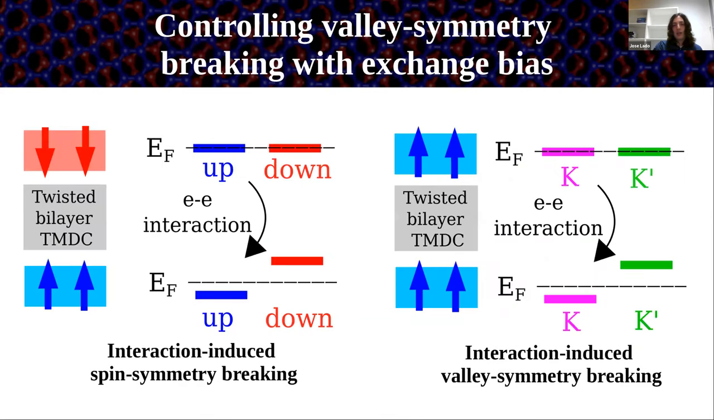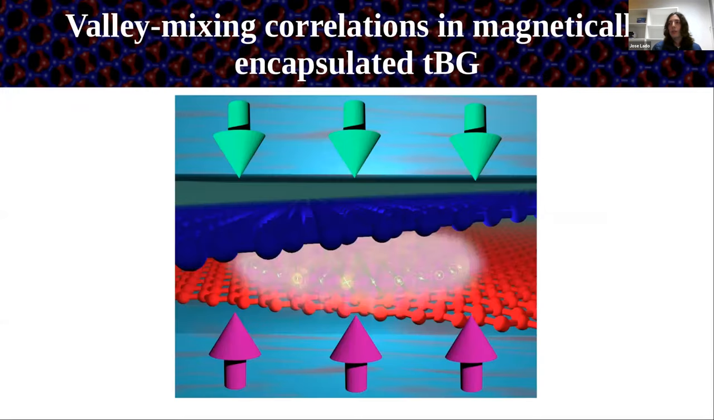So overall, the idea of this magnetically encapsulated twisted dichalcogenide is fairly simple. You start with your twofold degeneracy, you add electronic interactions, and depending on the origin of your original degeneracy, you may get some spontaneous spin symmetry breaking, or you can get some spontaneous valley symmetry breaking. And this is basically the way in which you can control the nature of your correlated state with the magnetic encapsulation. Just by changing the orientation of your ferromagnets that are above and below, you can go from spin symmetry breaking to valley symmetry breaking.